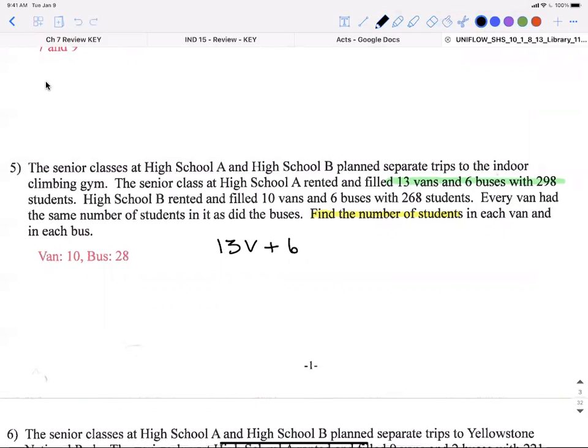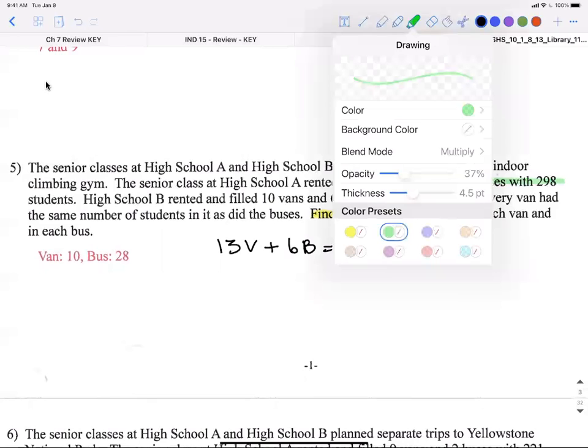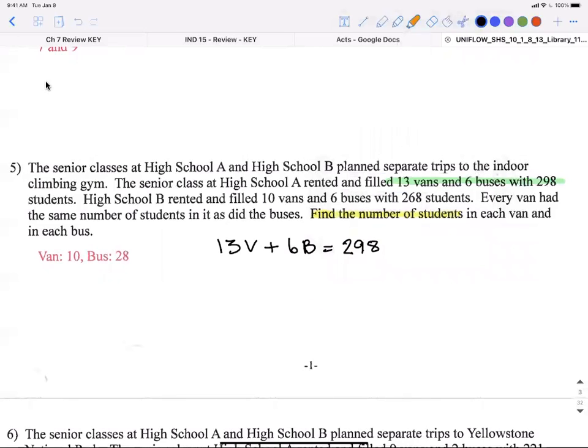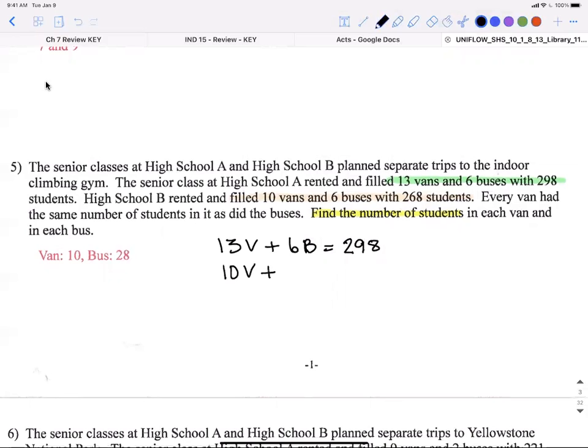There we go. I'll use a capital B. 13 vans and 6 buses held a total of 298 students. And then when you look at high school B, high school B filled 10 vans and 6 buses for a total of 268 students. So I'm going to set that up as 10 vans plus 6 buses held a total of 268 students.